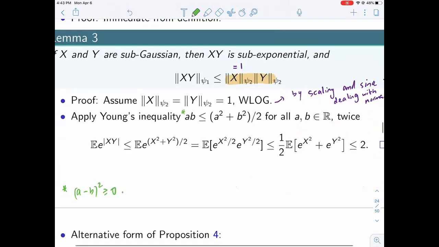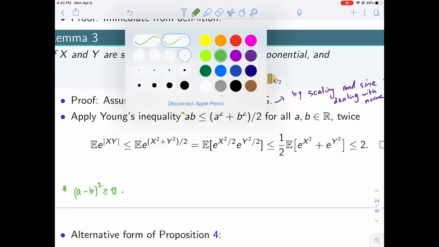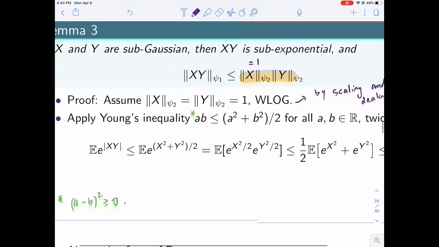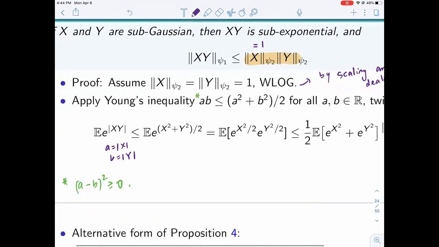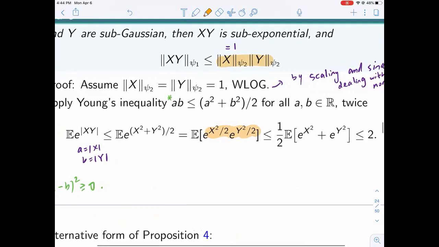So I'm going to use this. First we have this. Then this is less than or equal to this, right? So applying that inequality, take a to be the absolute value of X, b to be the absolute value of Y. Then I get, this is just simple manipulation of the exponential, and then I get this other inequality.